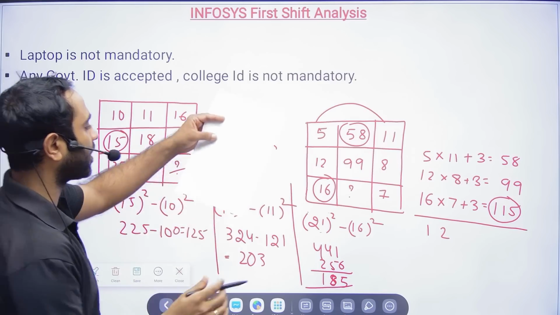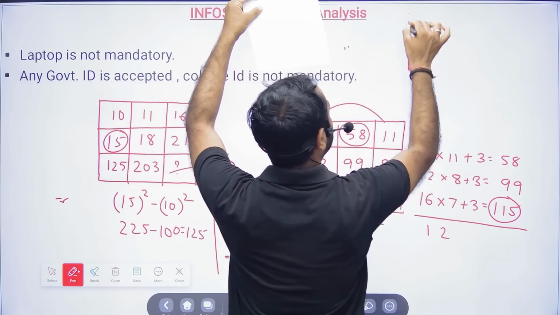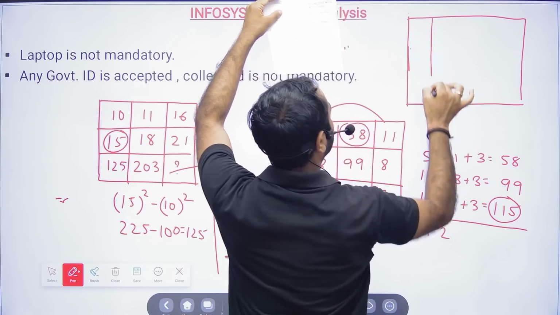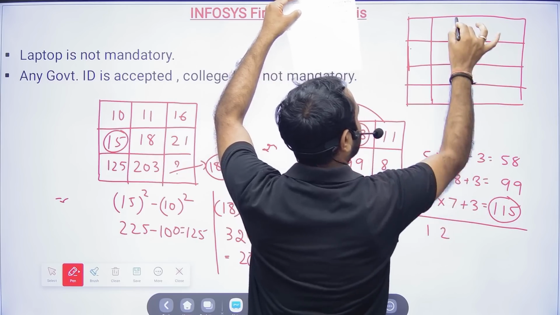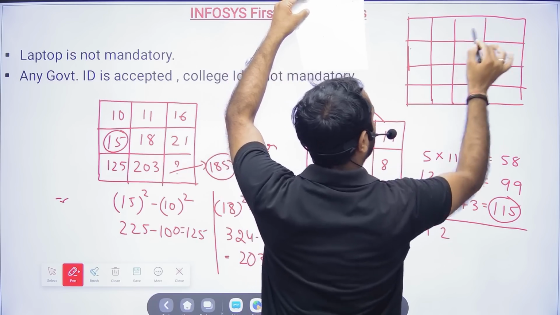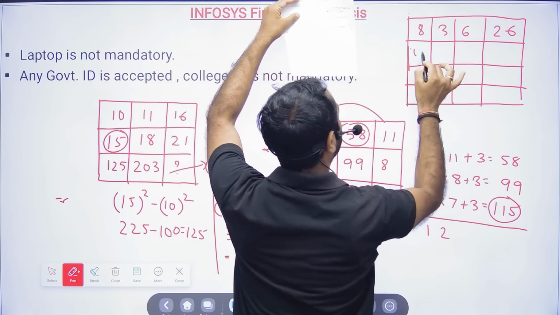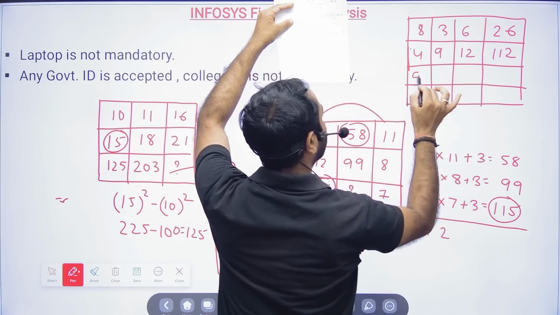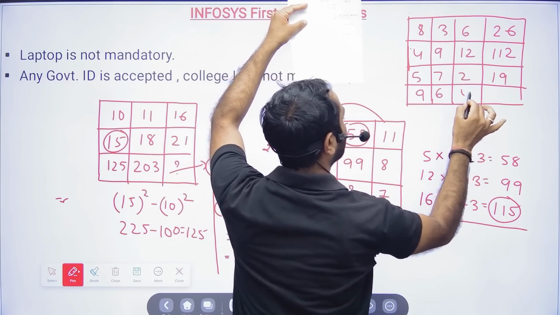So these were two puzzles, and there were two more, but whatever questions I got, I'll solve them for you. So here a 4 cross 4 grid was there: 8, 3, 6, 26, 4, 9, 12, 112, 5, 7, 2, 19, 9, 6, 4, and what?